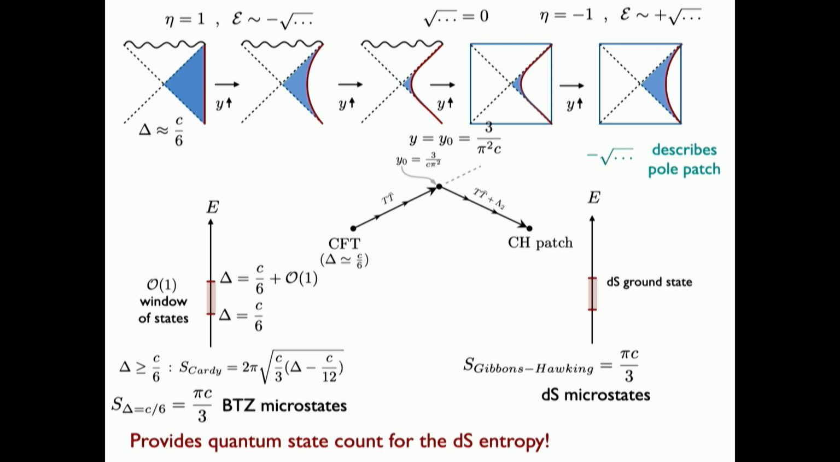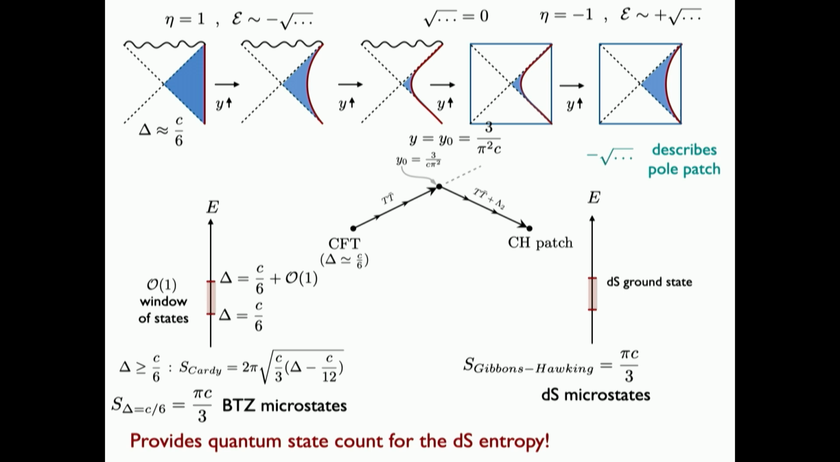What is happening in field theory terms is the following. We start from a CFT, we do a part of pure TTbar, and at some value of the dimensionless TTbar coupling, y equals 3 over pi squared c, we turn on Lambda2, and then we continue on the dS trajectory.